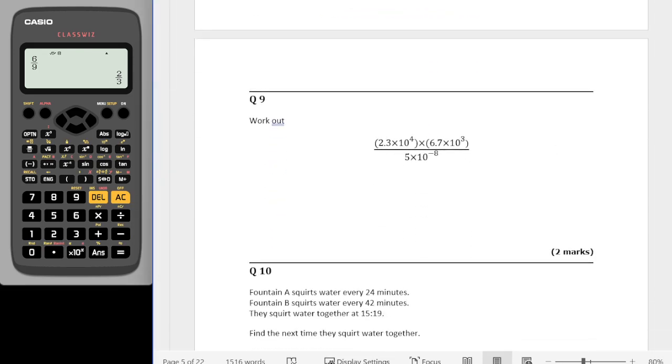Right, question 9. Work out, so we've got a standard form calculation. We can use our calculator for that. So type the first one in, put it in brackets, 2.3 times by 10 to the 4. And I want to times that by, next one in standard form, 6.7 times 10 to the 3. And I want to divide that by 5 times 10 to the minus 8. So there we go, and that's automatically in standard form for me. So I'm looking at 3.082 times by 10 to the 15.